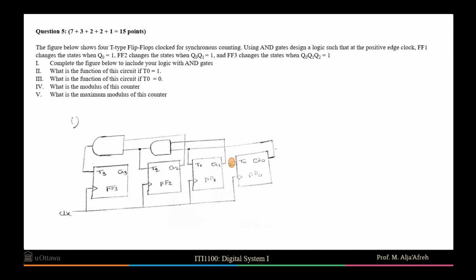Okay, so what is the modulus of this counter? If T0 is equal to 1, then it increments by 1. It's a fully sequenced up counter with a modulus of 16, because it goes from 0 to 15. However, if T0 is equal to 0, then it has a modulus of 1 in case of an even state, because it stays at that state, or it increments by 2, so you divide the modulus 16 by 2, which is 8. What is the maximum modulus of this counter? The maximum modulus will be 16, whether T0 is equal to 0 or 1.